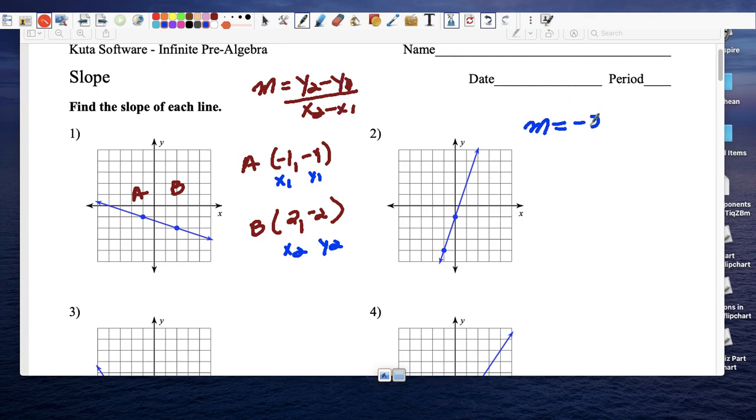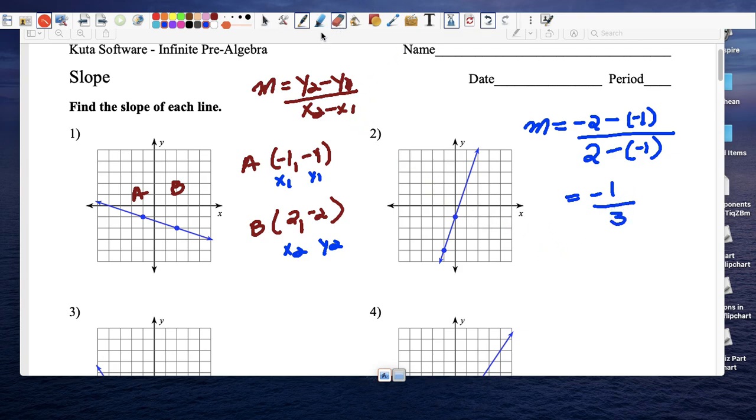So now let's find the slope. y2, which is -2, minus y1, which is -1, on top, and the change in x on the bottom. So -2 minus -1, or -2 plus 1, is -1. And at the bottom, 2 minus -1 is 3.